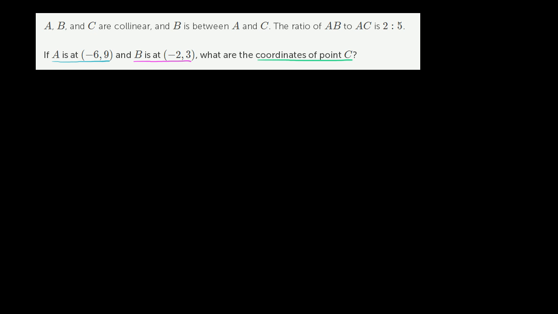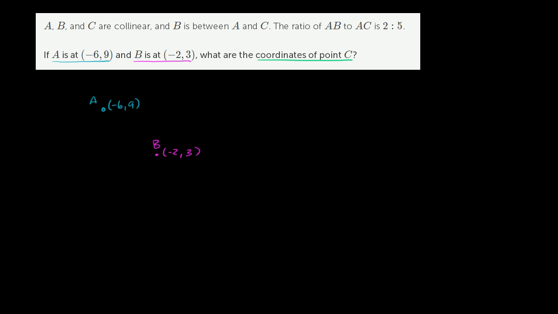So let's try to visualize this. A is at (-6, 9). B, let's see, it's less negative in the horizontal direction. It's lower in the vertical direction. So maybe we could put B right over here. B is at the point (-2, 3).